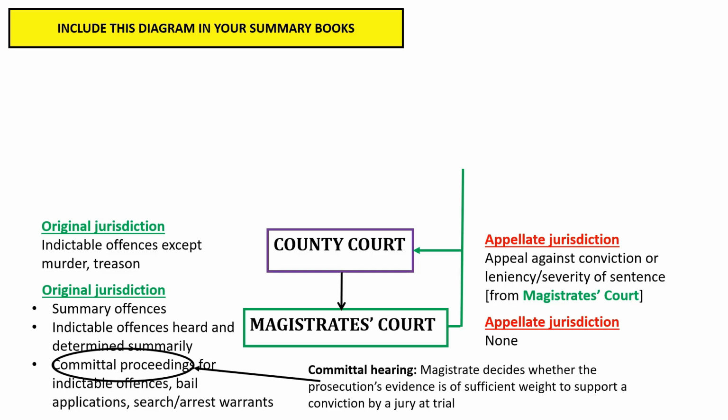In such a case, the accused has been found guilty in the magistrate's court and the magistrate has imposed a sentence on the accused, but the prosecution believes that that sentence is too light. The third ground on which a decision of the magistrate's court can be appealed to the county court is where the accused appeals against the severity of the sentence that the accused has received in the magistrate's court.